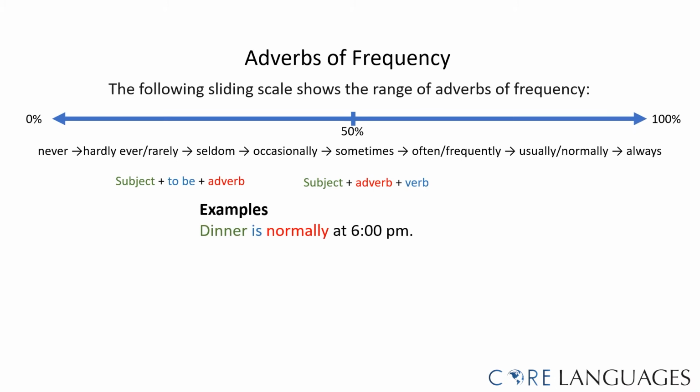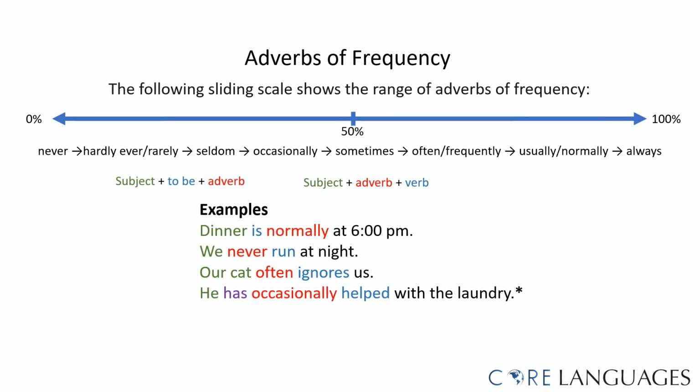Dinner is normally at 6 p.m. This sentence uses the verb to be, and the adverb normally is placed after it. We never run at night. This sentence uses the verb run, and the adverb never is placed before it. Our cat often ignores us. In this sentence, too, the adverb often is placed before the verb.